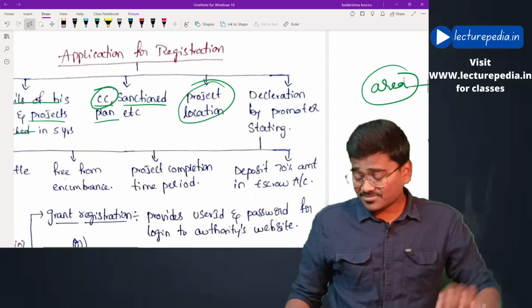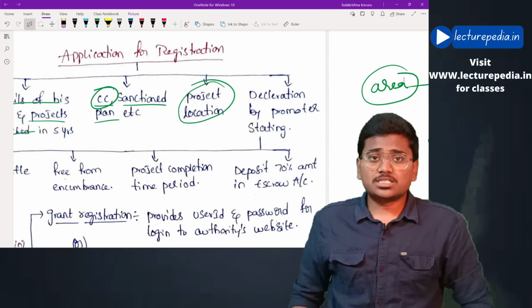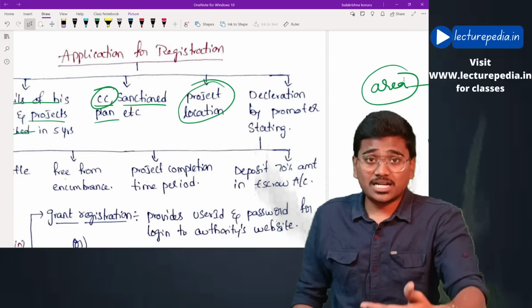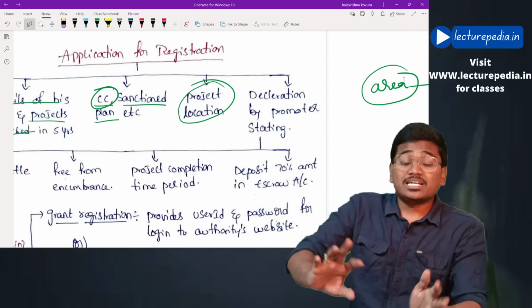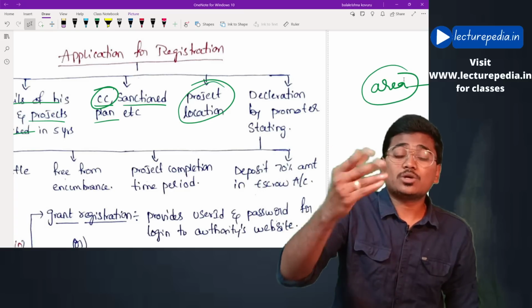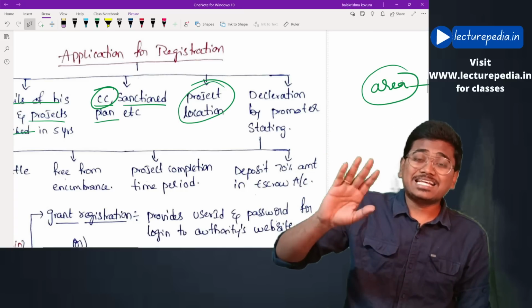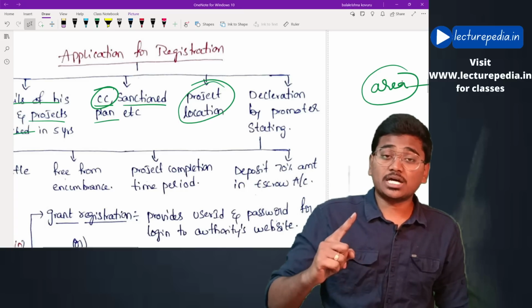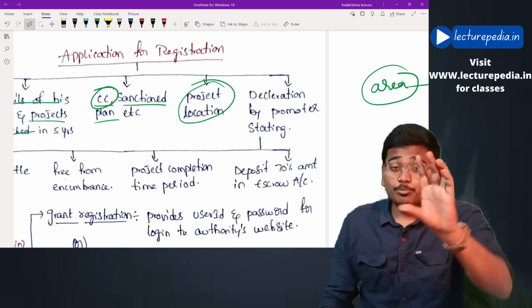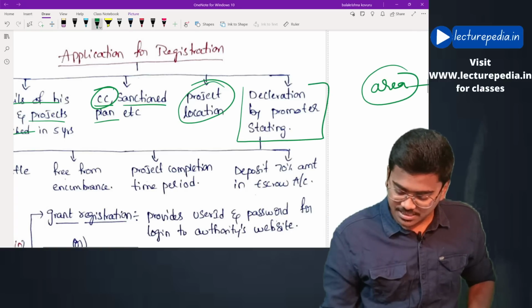He should also provide details like what is the area of this project, how many apartments you are going to construct, and in case you have given any subcontract to contractors, the details of those subcontractors, and the time period in which you are going to construct this project. All these details must be given as an attachment to the application. Now as an attachment there is also an important document, that is the declaration by the promoter.